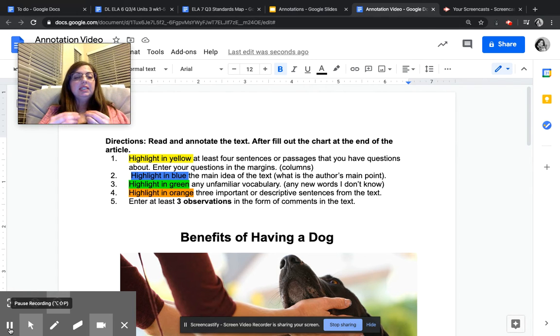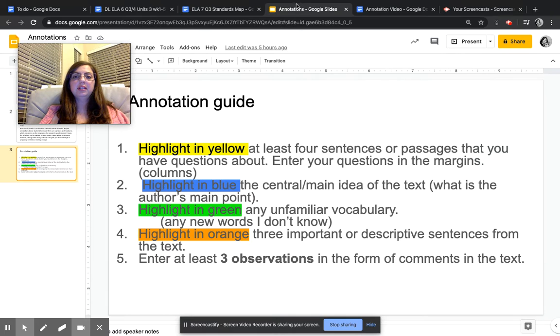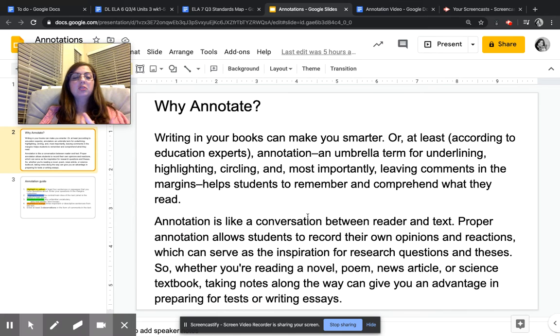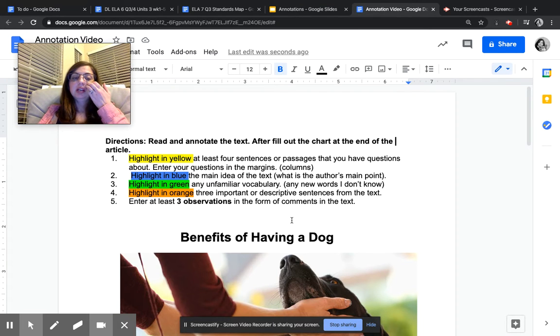I'm not really going to teach a serious lesson on it because we kind of already covered it, but remember, annotations is when we talk to our text. It helps us to understand our text a little bit more. You can record your opinions, your reactions, and most importantly, it usually will tell you what the author's trying to say in the text. Okay, so for our annotating, we're going to do 5 things.